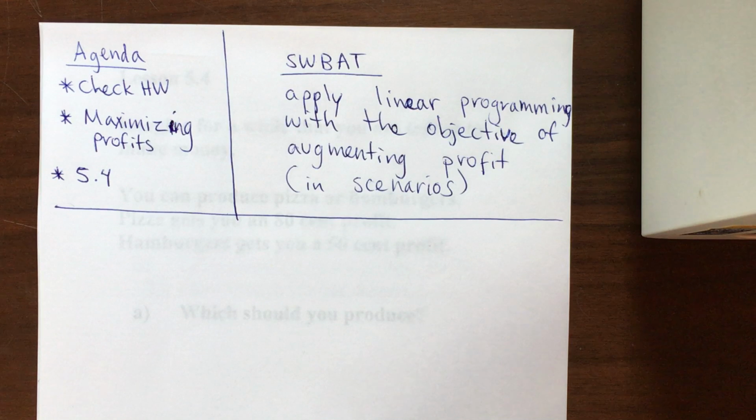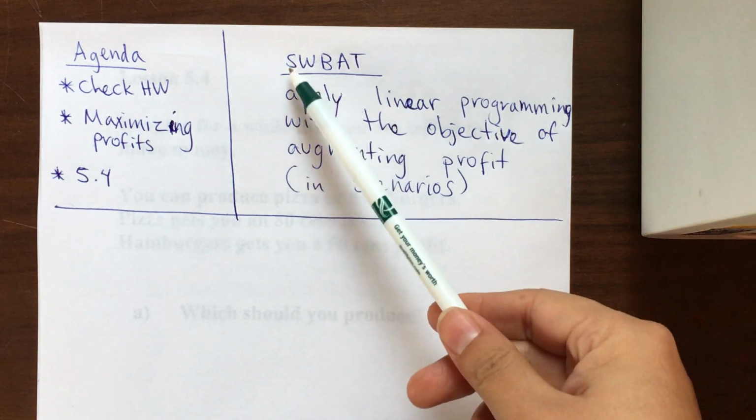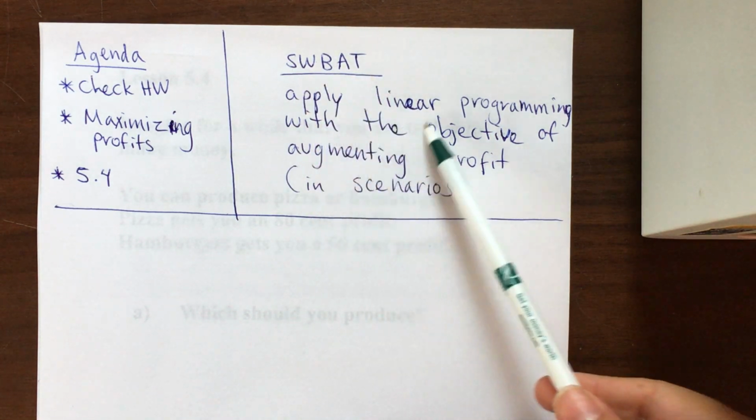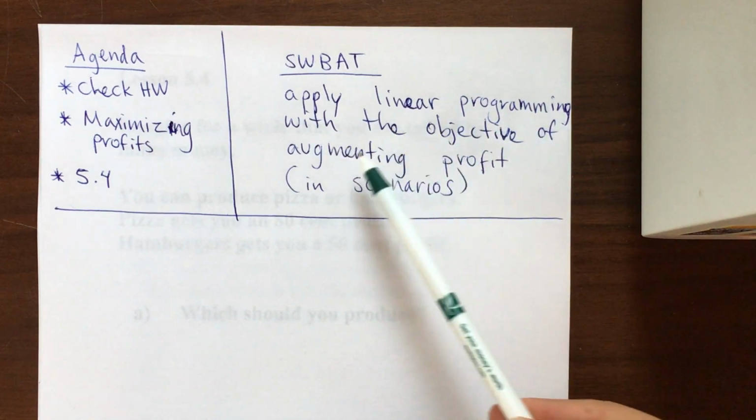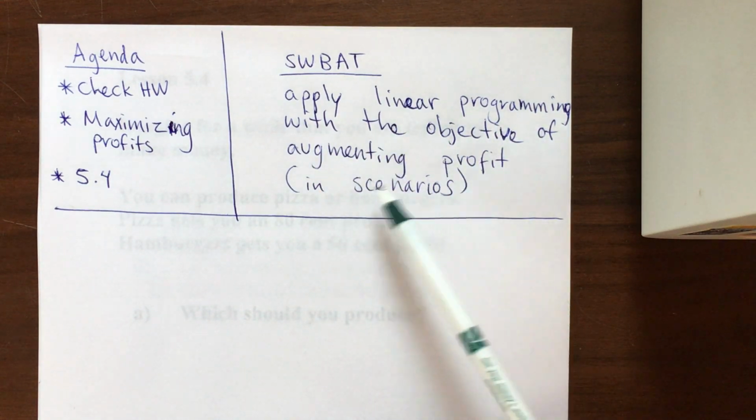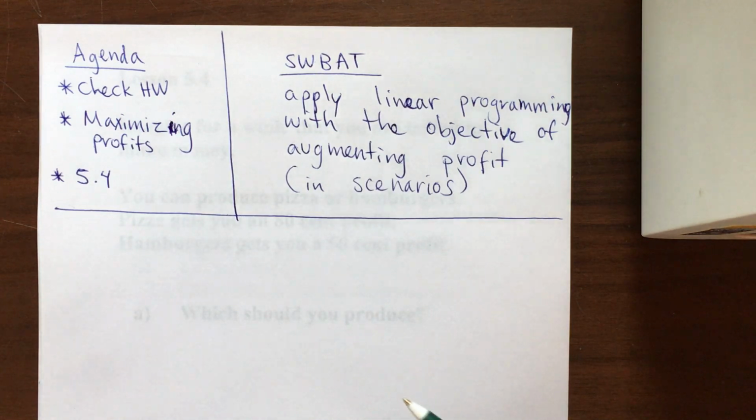We're going to be learning about maximizing profits, and you're going to be able to do 5.4. Today students will be able to apply linear programming with the objective of augmenting profit in scenarios. That means getting the most out of your business.